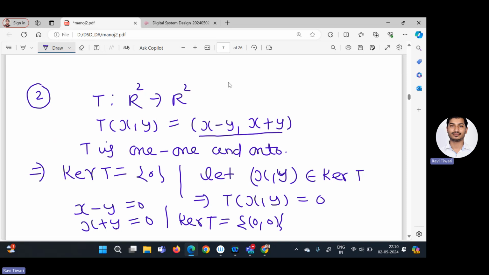And how will you check onto? We can apply the rank nullity theorem. What is the rank nullity theorem? Rank of T plus nullity of kernel of T must be equal to the dimension of the domain, R square. Here the dimension of kernel T we are getting is 0, so kernel T is 0. So rank of T we are getting equal to the dimension of R square.